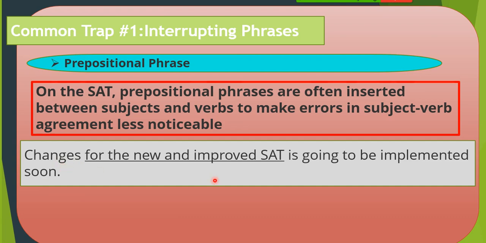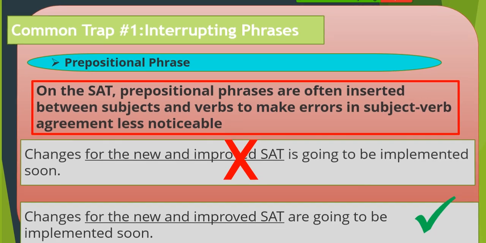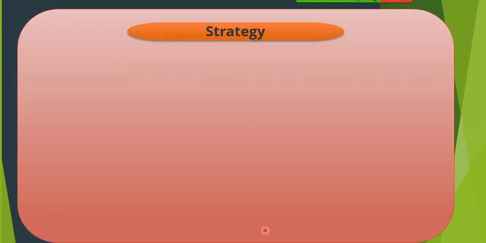We have read this sentence: "The changes for the new and improved SAT is going to be implemented soon." First, we have detected where the subject is. We said the subject is "changes"; it's in the plural form. "Is going" is the verb; it's in singular form. "For the new and improved SAT" is a prepositional phrase. It's an interrupting one. Can I eliminate it? Yes, I can eliminate it and then read what is left of the sentence. "Changes" is plural and "is going" is singular. To correct it, we have to make the verb follow the number of the subject by changing it into plural form, which is "are going to be implemented soon." Any questions so far?